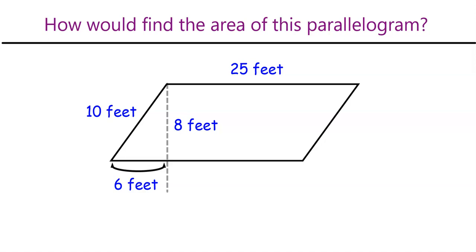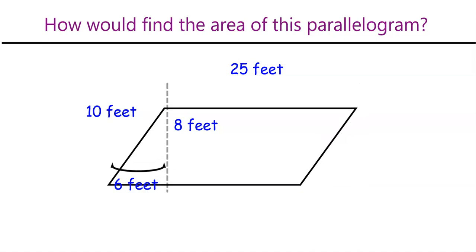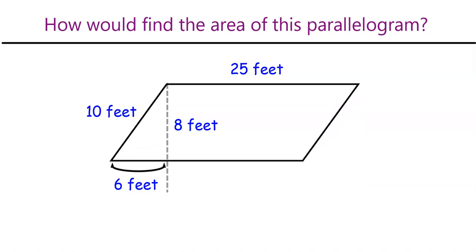Well, there are several different ways you could do this. One potential way is to try to do the same thing on the right side that we did on the left side and draw the altitude, without moving that, from the bottom base up to the top base and see if these two triangles here are congruent. Spoiler alert, they are. So this is also 6 feet, this is 10 feet, and this is 8 feet. Now we have two triangles and a rectangle that we know how to find the area for.